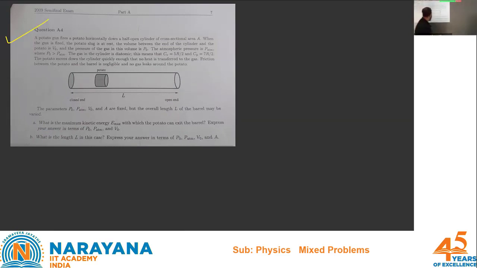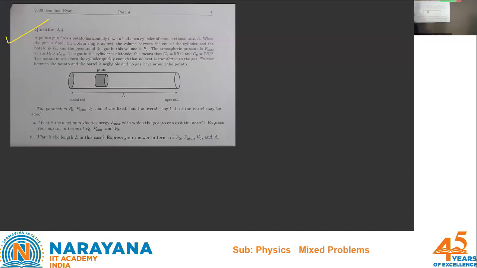A potato gun fires... Okay, just remind me after this question: yesterday's question, which I have finished, there are two more methods to discuss. Because of scarcity of time, I solved it by one method. I'll just share two more ideas. There are three methods actually to solve that last problem. So I'll discuss the theoretical aspects. Let me first solve this.